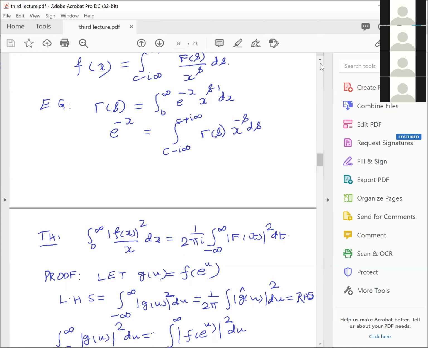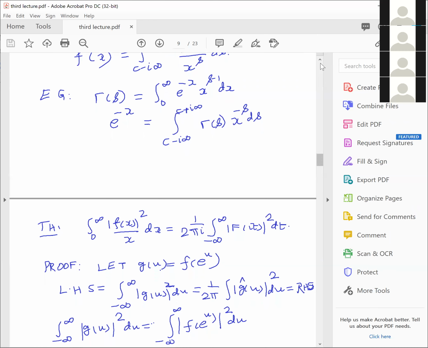The online proof is, define the function g(u) to be f(e^u). Once you define g(u) equal to f(e^u), then your LHS is the L2 norm of g. By Fourier transform, that is the same as the L2 norm of g hat. And the L2 norm of g hat is the RHS.